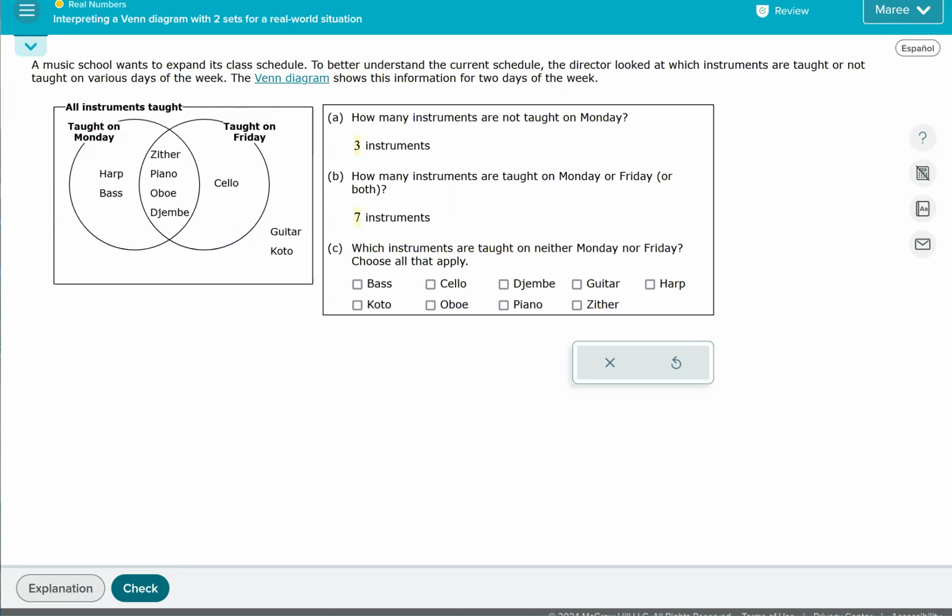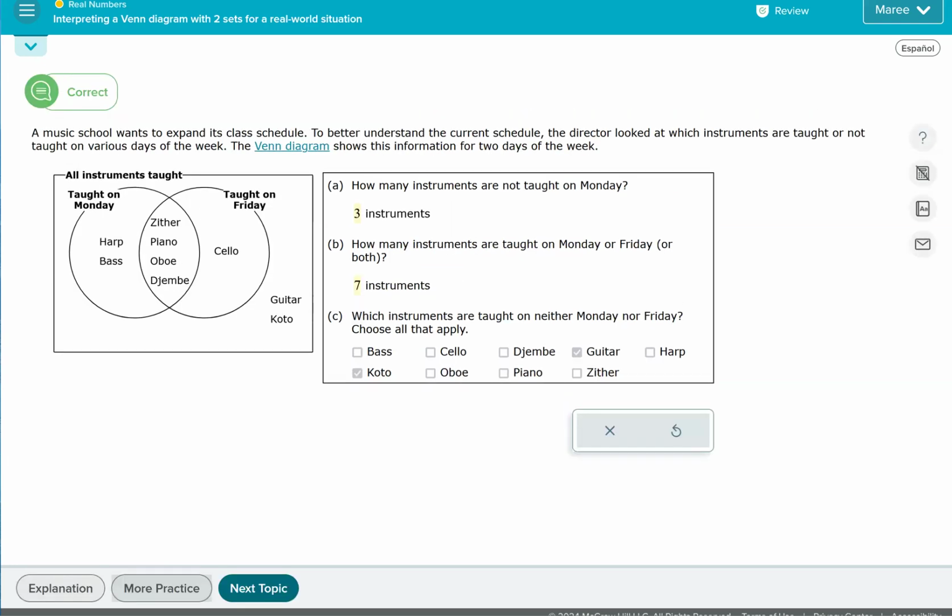And then the last question, which instruments are taught on neither Monday nor Friday? So we want the ones that are outside of both of those circles. So they cannot be in the circles because we're looking for the instruments that are not taught on Monday or Friday, like neither of them. So we're going to do guitar and koto. And that's the end of the lesson.